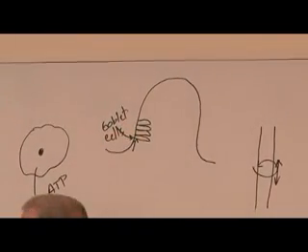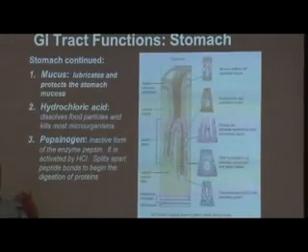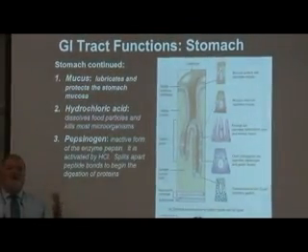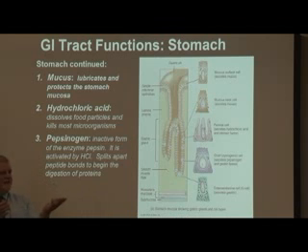And goblet cells are designed to secrete mucus. We have to secrete mucus to prevent ourselves from self-digesting our own stomach. So because we have digestive enzymes in our stomach, and because we have this really strong hydrochloric acid in our stomach, we have to continually maintain a layer of mucus on our stomach that prevents us from self-digesting. So what happens if you don't produce enough mucus is you begin to digest a hole in your stomach, and that's called an ulcer.